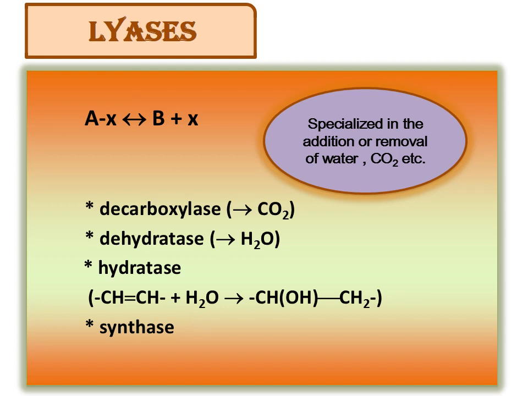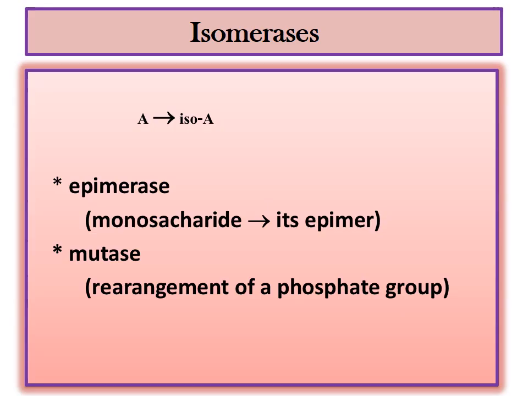Other examples you have seen in glycolysis, that is aldolase. Then fumarase in the TCA cycle. Then argininosuccinase in the urea cycle. Carbonic anhydrase, cysteine desulfurase, these are all examples of lyase enzymes, that is EC 4.